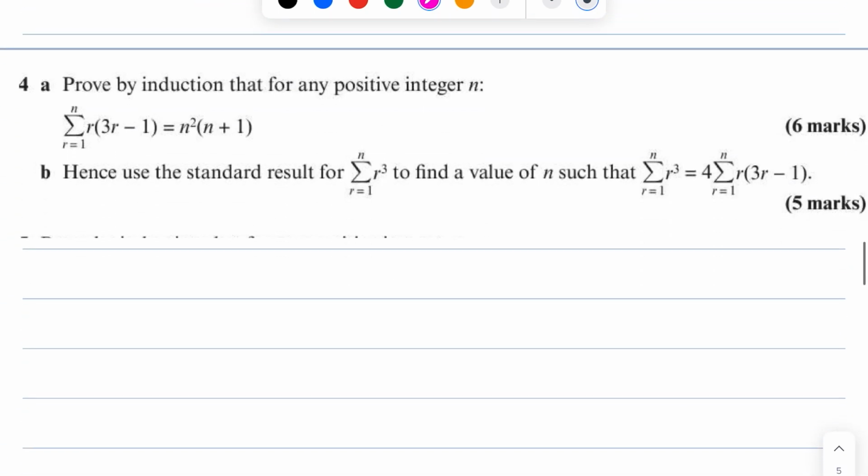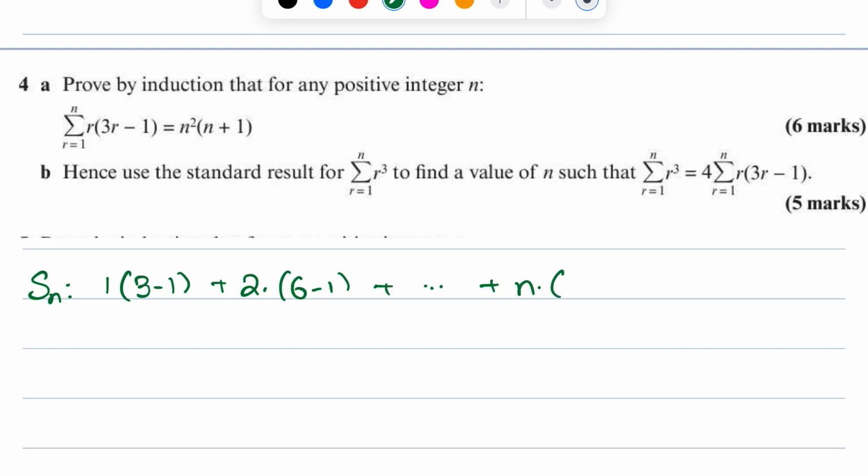Now question number 4. Prove by induction: n squared times (n plus 1) whole squared. So first of all write the statement. Sn is, plug in 1 times (3 minus 1), plus 2 times (6 minus 1), and so on till where? Till n times (3n minus 1), should be equal to what? n squared times (n plus 1).